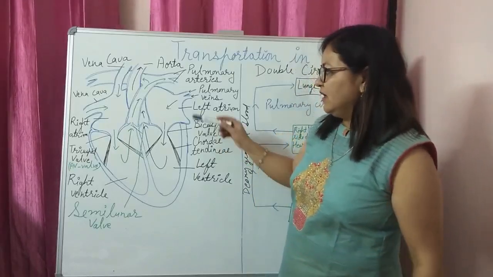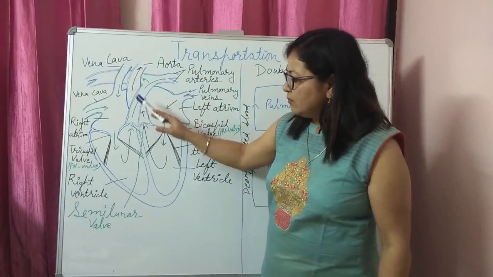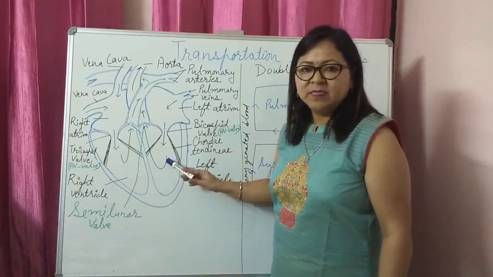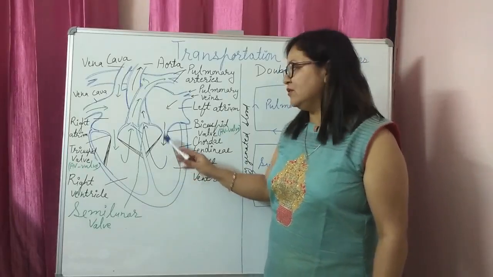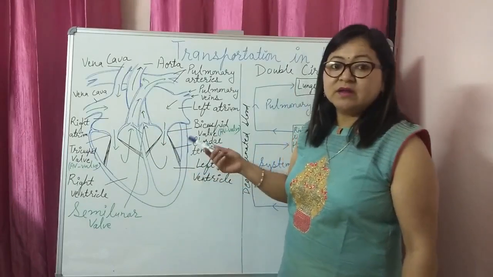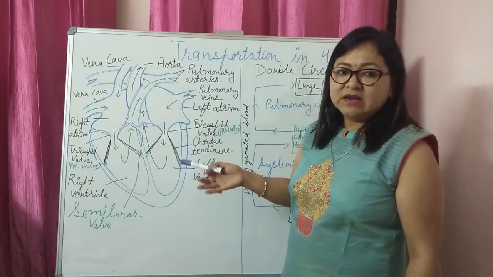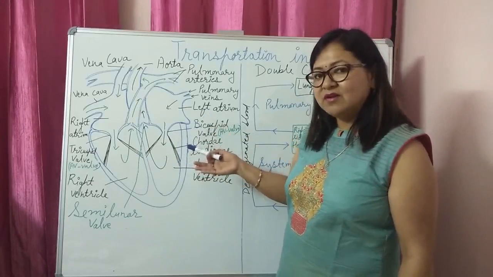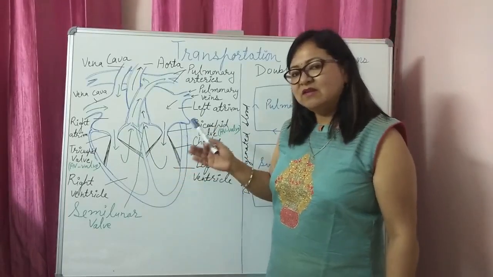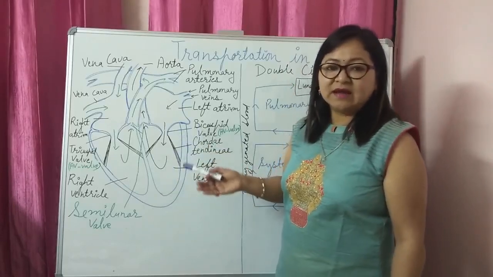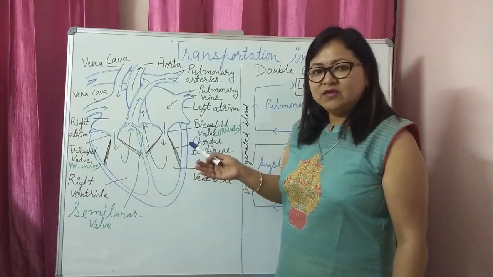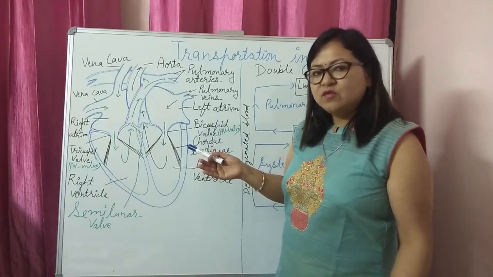Now we can observe that there is complete separation between deoxygenated and oxygenated blood in human beings due to the presence of the four-chambered heart. Why is it necessary, or what is the significance of it? It means complete separation of oxygenated and deoxygenated blood. By this separation, each and every cell of the human body is getting pure, oxygenated blood, which is necessary to provide energy. What is the use of energy?